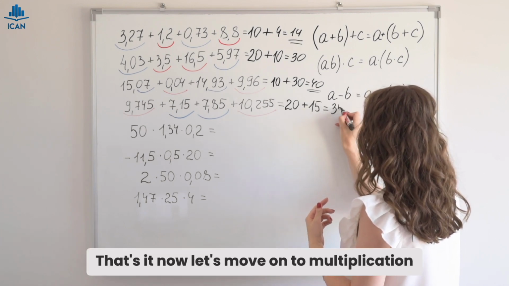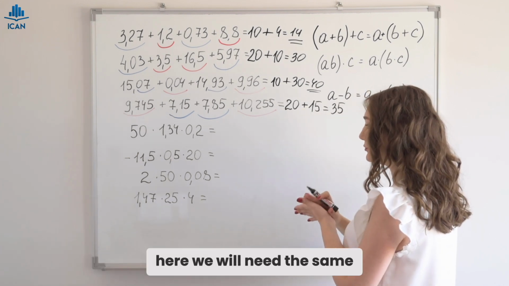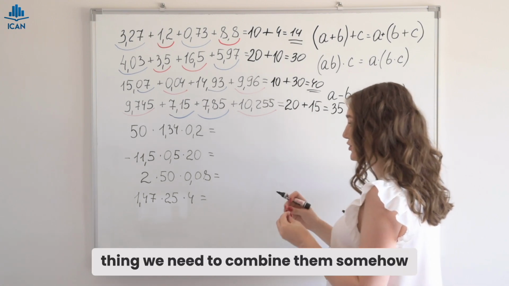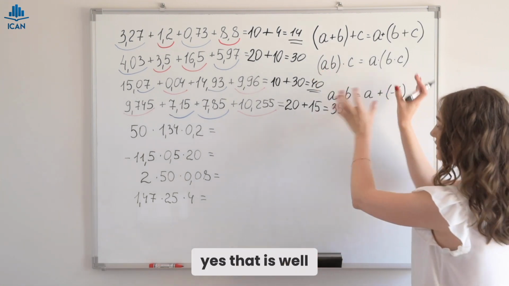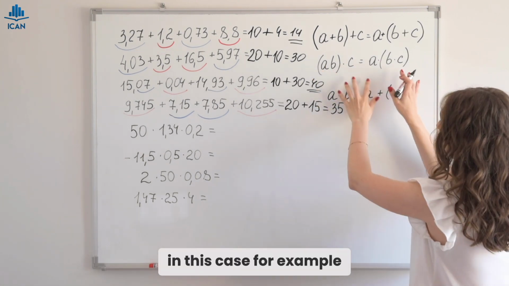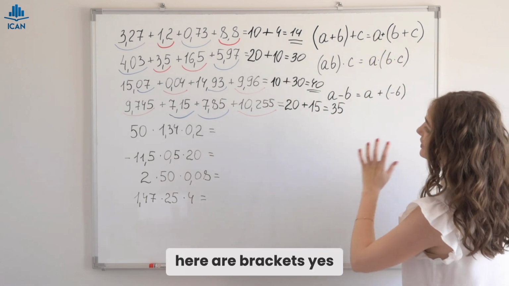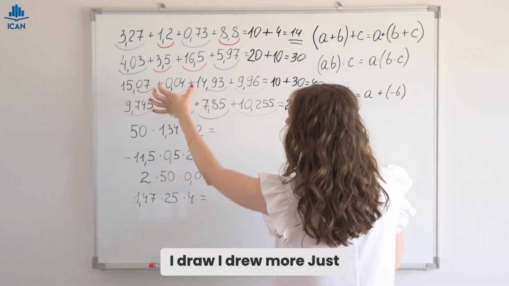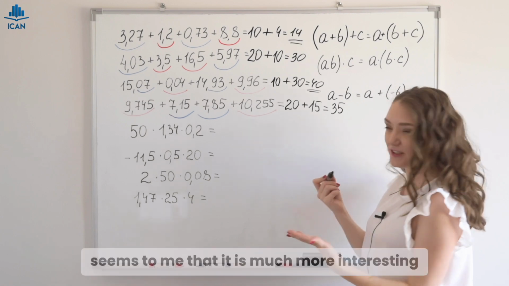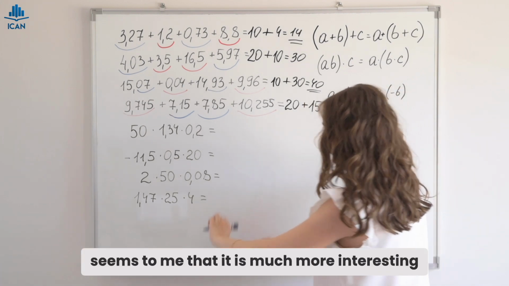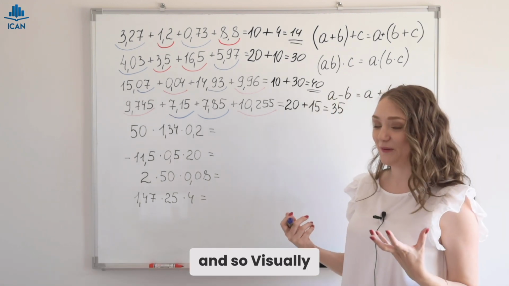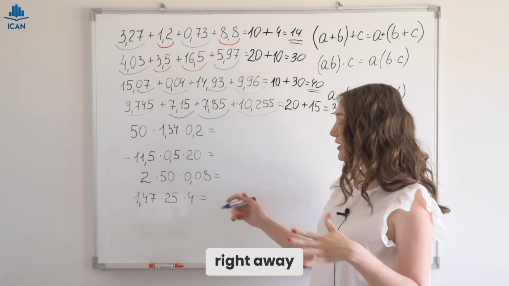That's it. Now let's move on to multiplication. Here we will need the same thing. We need to combine them somehow. Yes, in this case, for example, here are brackets. I drew more, just in terms of colors, because it seems to me that it is much more interesting. And so visually, let me give you a hint right away.